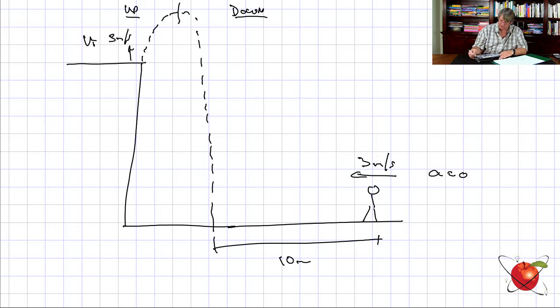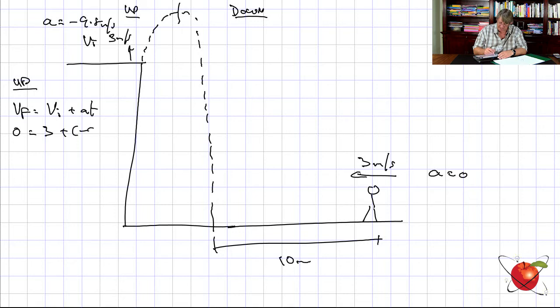Now let's have a look. Let us start with up. Up, we said acceleration minus 9.8 meters per second squared. So how long to get to the top? You're going to get bored with me, but basically it's V final is equal to V initial plus AT. Therefore, V final is 0, 3 plus minus 9.8 times T. T in this case comes out to be 0.31. And remember, if you get a minus answer, just check your signs. They've just gone wrong somewhere there, right? So 0.31 seconds to the top.